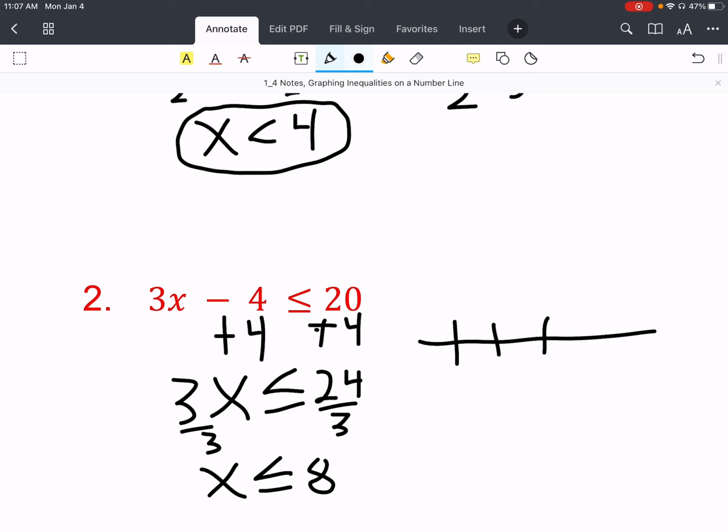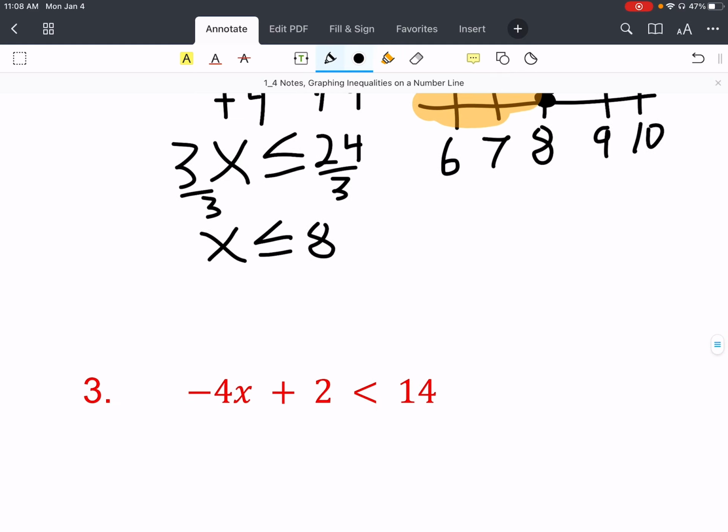Number line, 8 is in the middle. I have a filled in circle at 8 because it's less than or equal to, and then I'm going to highlight left of 8.